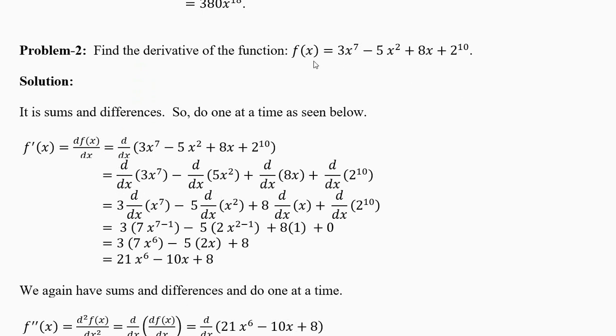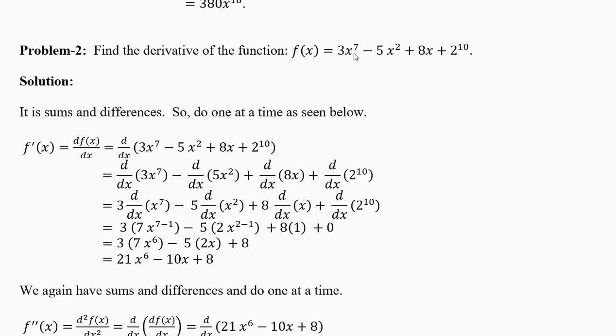Now find the derivative of the function 3x power 7 minus 5x square plus 8x plus 2 power 10. How many things are there? 4. 1, 2, 3, 4. The fourth is a number. Derivative of any number is 0. So do not touch your calculator to find this number. 2 power 10 is 1024.